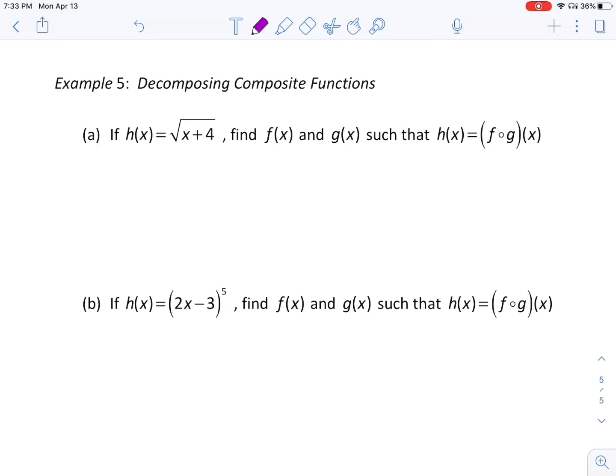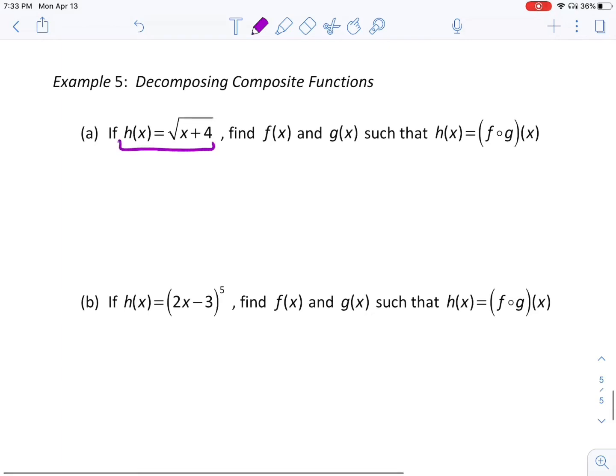What your general process should be is if I'm given a function and I want to find an f and a g such that the function that I'm given is equal to f of g of x, then what I need to find is an inside function that will be g of x and an outside function that will be f of x. The outside function is whatever I would take and plug g of x into, I should get f of g of x.